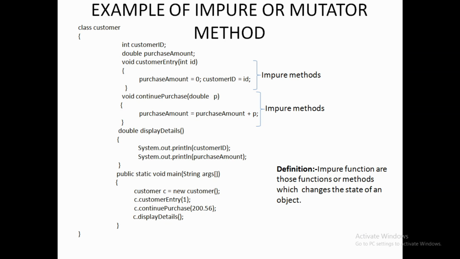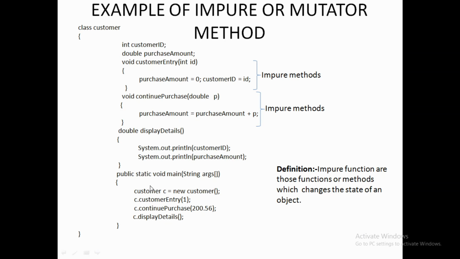Now if we look at the customer entry method of the Customer class and the continue purchase method of this class, you can see that whenever the customer entry method is called, the customer ID field gets changed with a new value, and also whenever we call the continue purchase method, the purchase amount, which is an instance variable, gets changed.